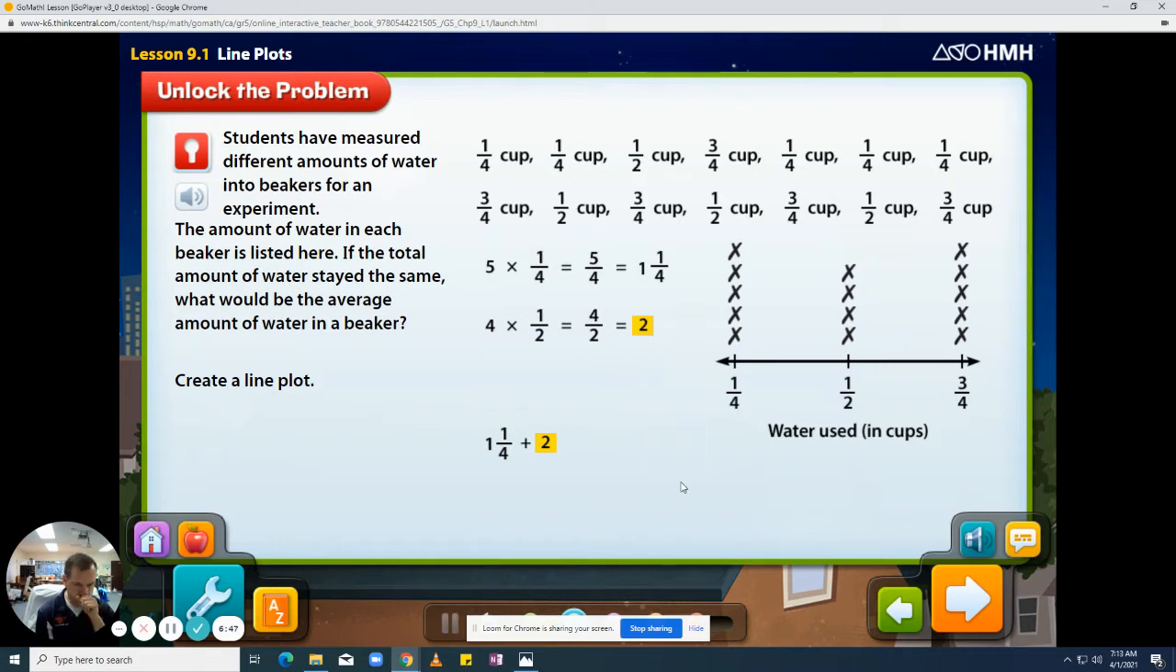2 cups. Find the total amount of water in all of the beakers that contain 3/4 of a cup of water. There are 5 beakers with 3/4 of a cup of water. So there are 15/4 or 3 3/4 cups. Add to find the total amount of water in all of the beakers.